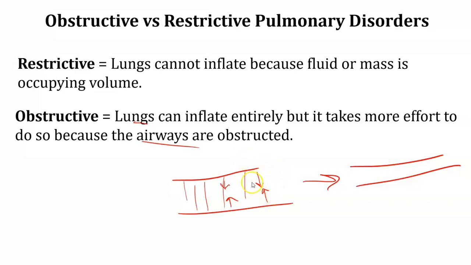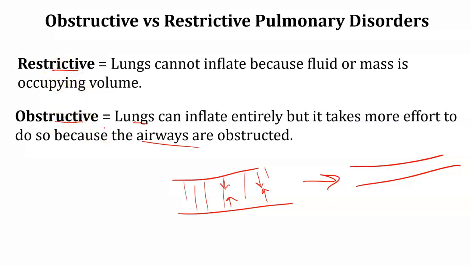Now, I generally think in the respiratory system you don't see that type of closing off where the diameter would be shrunk by half, but it could be the case. In either case, that's the difference. Restrictive, there's something taking up space. Obstructive, something's narrowing the airway, making it more difficult for air to get in and out.